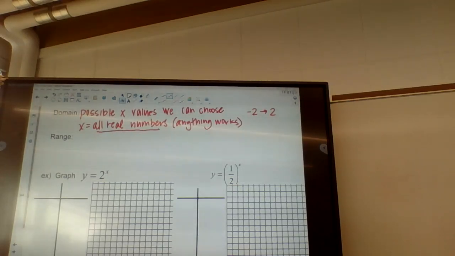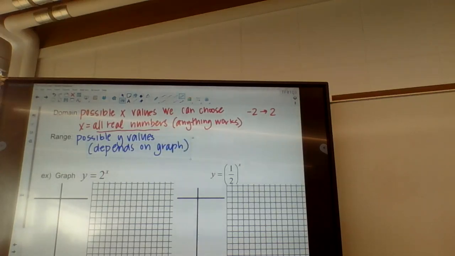Now the range is going to depend on our graph. So this is the possible y values. And we're going to use the graph to help us see this. And so we'll talk about that. So the range is a little more confusing to figure out here.